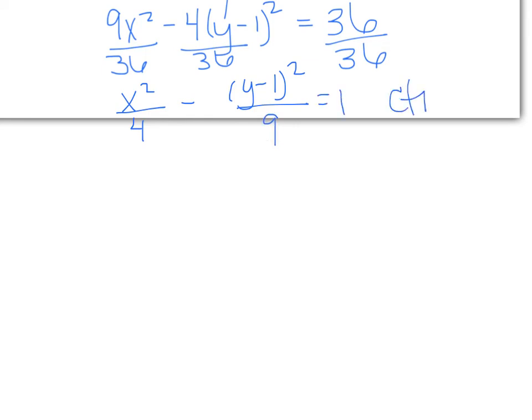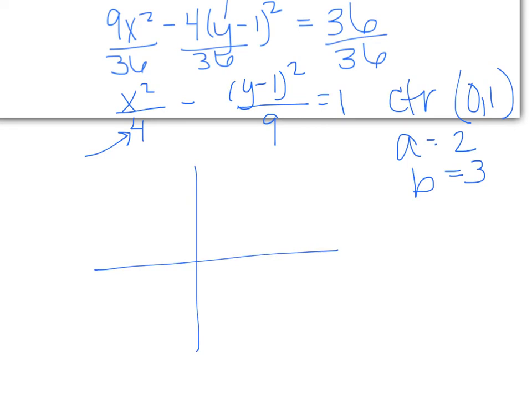The center is at h, k, so it's going to be 0 and positive 1. This is still my a squared, so my a is equal to 2. My b is equal to 3. Remember, we're just sketching. We don't need all the details. We do need the asymptotes, which was just a and b. So my center at 0, 1. Which way does this go? Since I started with x squared, this is a left and right, so I need to go left and right 2 for my vertices.